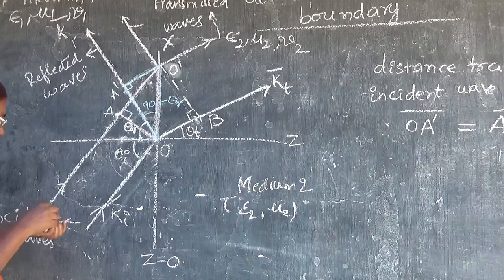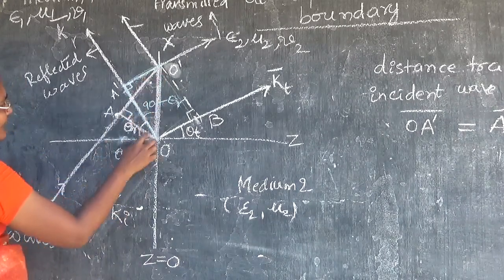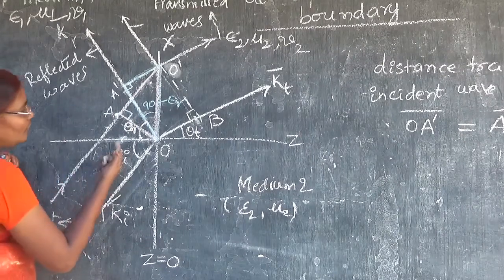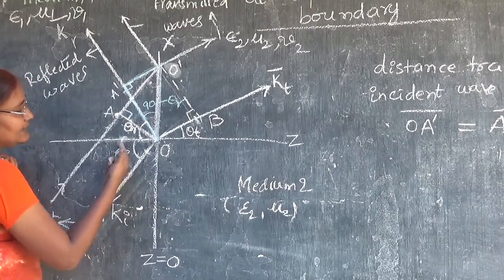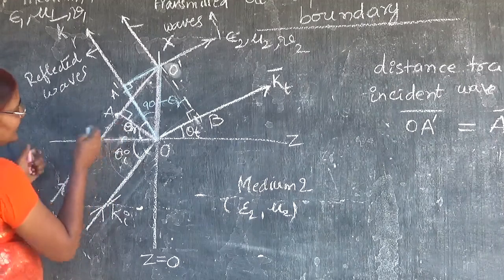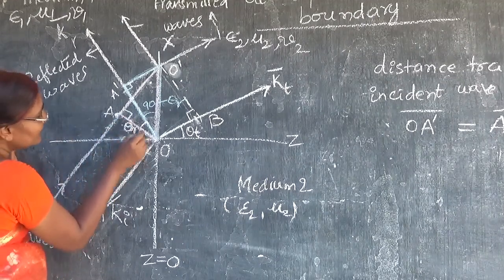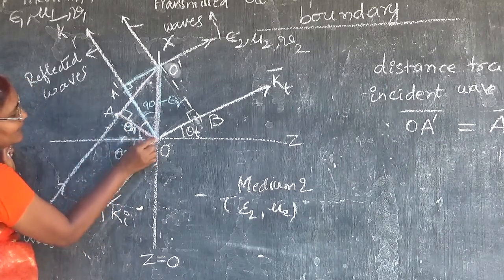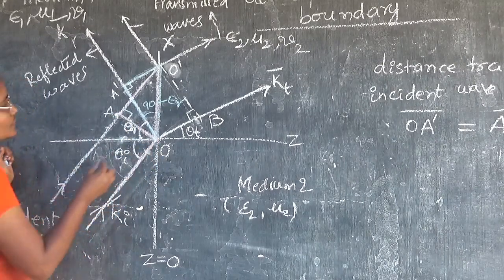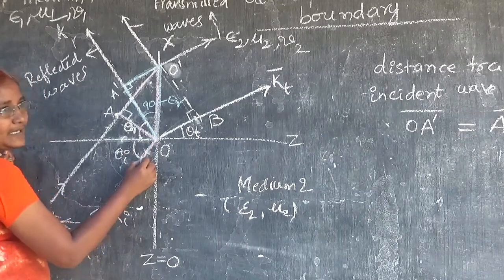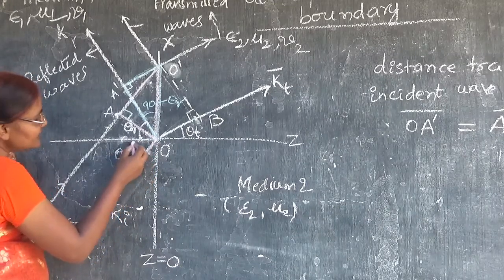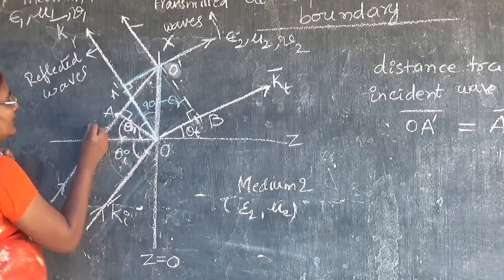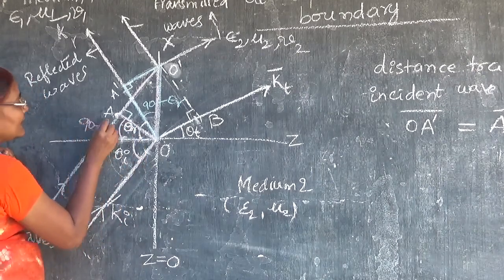Next, I want to find what the angle is in this triangle. So what is the angle I have here? Theta I. Suppose I consider these two lines, they are perpendicular to each other, so the total angle will be 90 degrees. If this is theta I, then this will be 90 minus theta I.